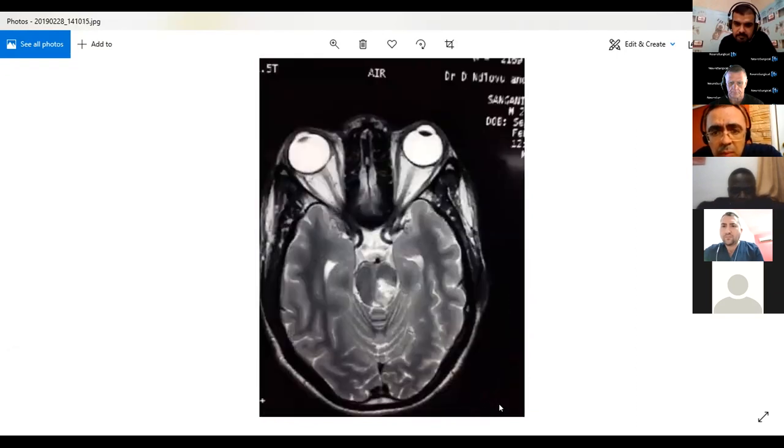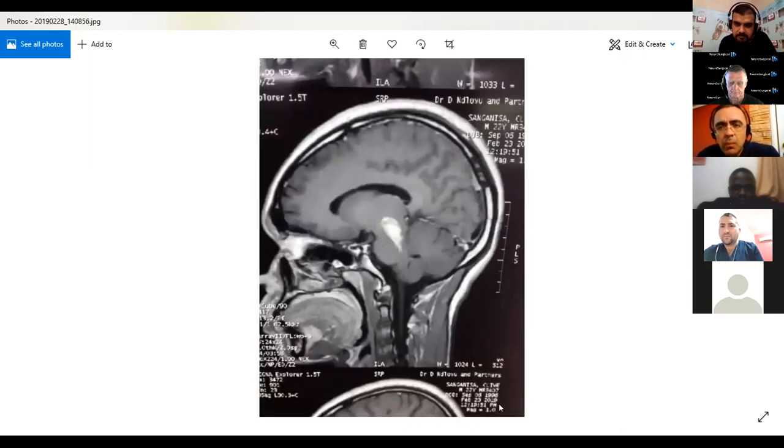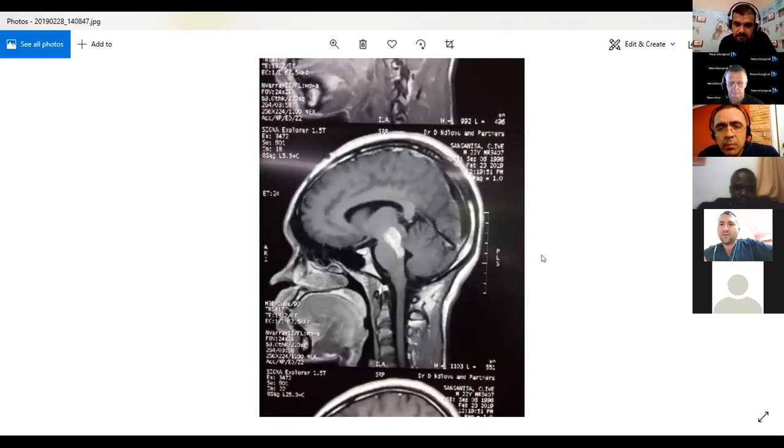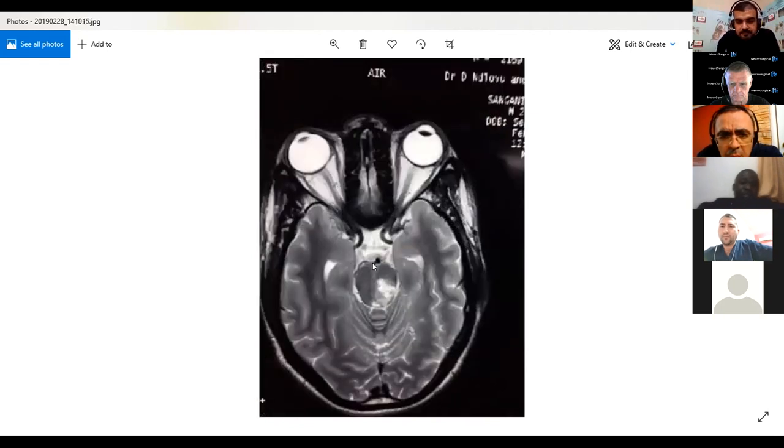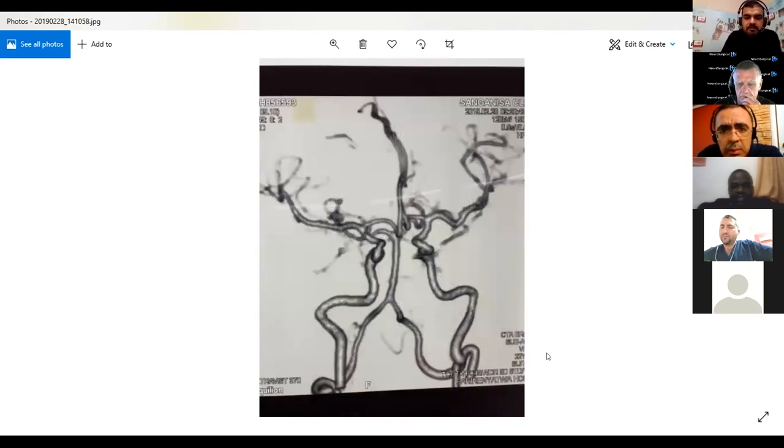This one? Yes, it's a sagittal T1. Can you see it? Yes, it's clear now. Okay, let me now show you the angio. The angio was negative. Because both the cavernoma and AVM are angiographically occult, especially the cavernoma, so nothing will appear on angio.